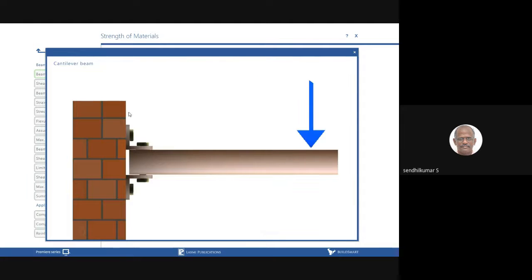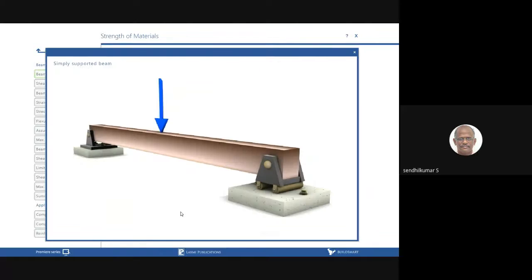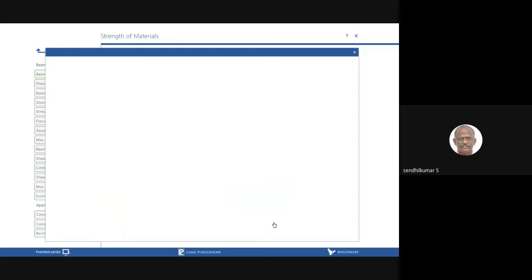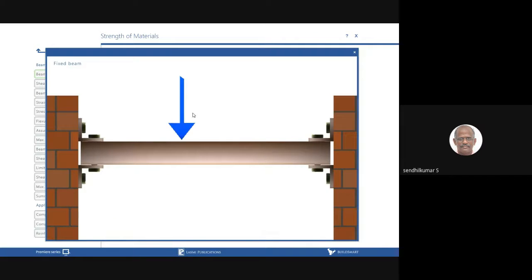In the other beam here, one end of the beam is fastened to a wall and there is one load at the free end. This we call a cantilever beam. Then a simply supported beam, where you can see a roller support and one center load at the mid. Here you can see the fixed beam, with the load either eccentric or at the mid. The blue color shows the load, and we fasten it at two ends. This we call a fixed beam.